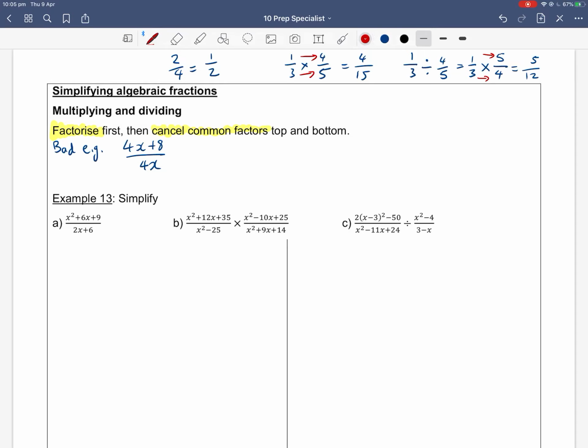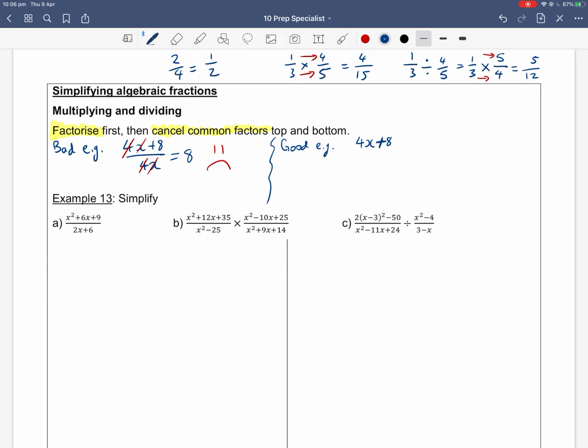If I was a naughty child, I would go, oh look, there's a 4 top and bottom, let's cancel those off. And then, oh look, there's an x top and bottom, let's cancel those off. And so I'm just left with the answer 8. No, never do that. That's a bad child. Don't do that, right?